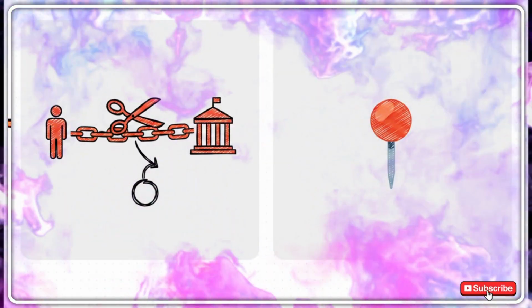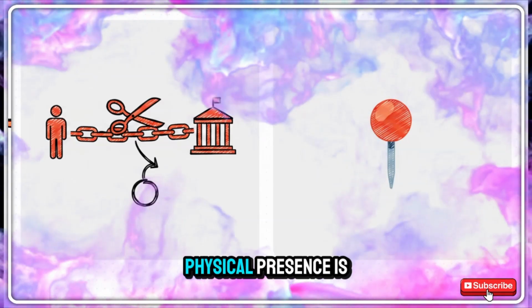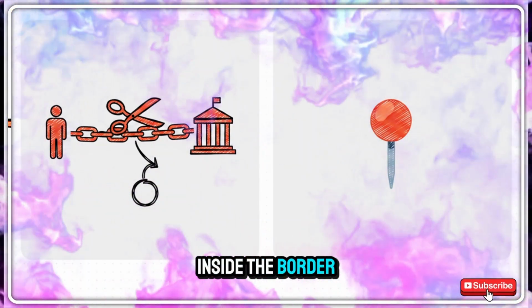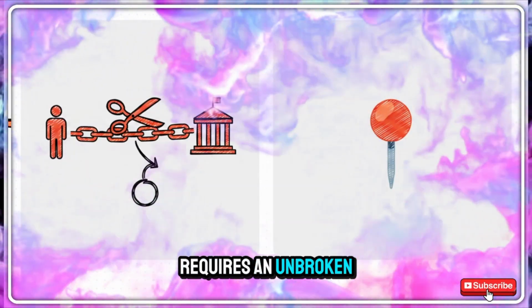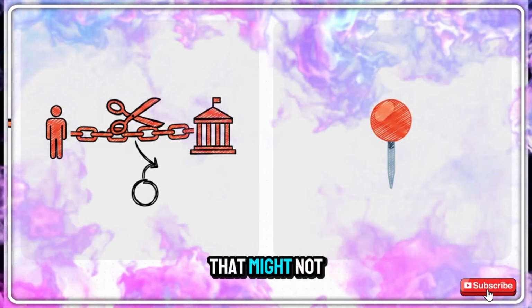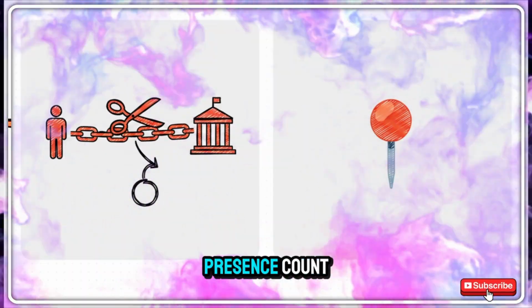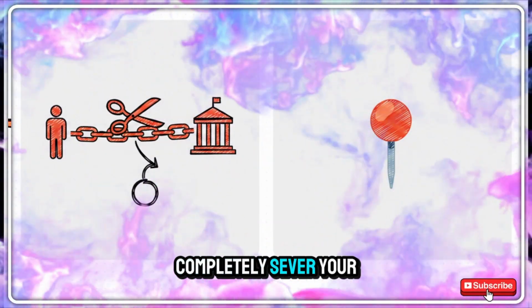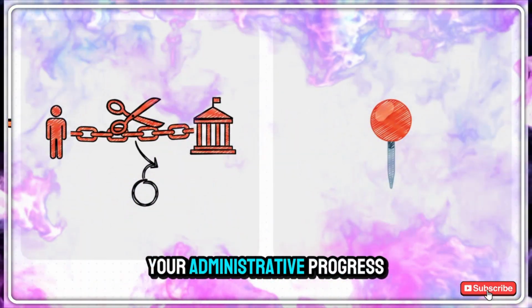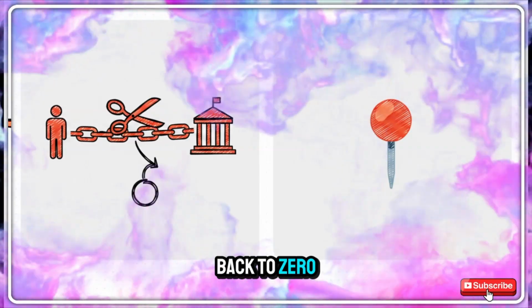Now, we absolutely must distinguish the critical legal difference between maintaining a continuous administrative domicile and your actual physical presence. They are not the same thing. Physical presence is just the raw calculation of days inside the border. Continuous residence requires an unbroken administrative link. You could take an extended absence that might not drastically lower your physical presence count, but it could completely sever your continuous residence chain, effectively resetting all of your administrative progress back to zero.